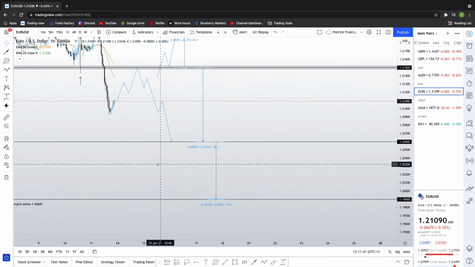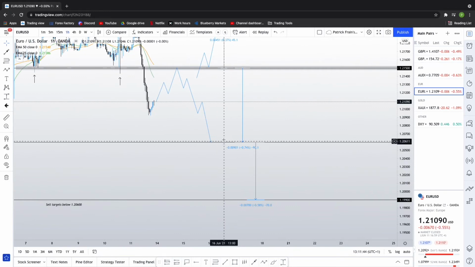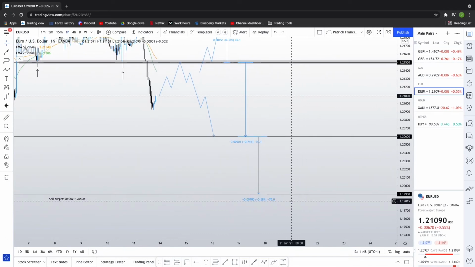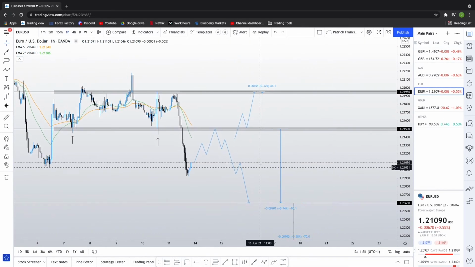And also if we do break below this level, I will be looking for a further break and retest with targets down at 1.19900, which is around 70 pips to the downside.